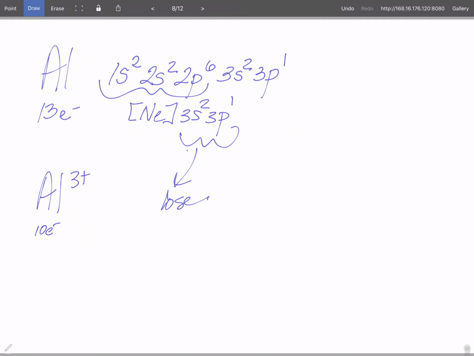There are a couple ways to write this. You could write it as a simple neon core, or you could write it as 1s2, 2s2, 2p6. Both of those are equally accurate. One's shorthand, one's not. Therefore, we're good to go. So we just did those.